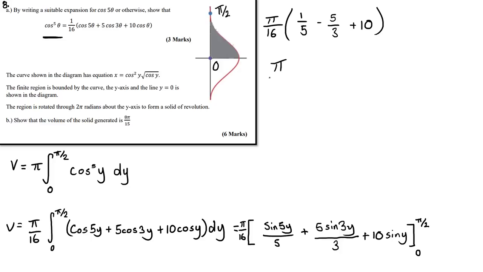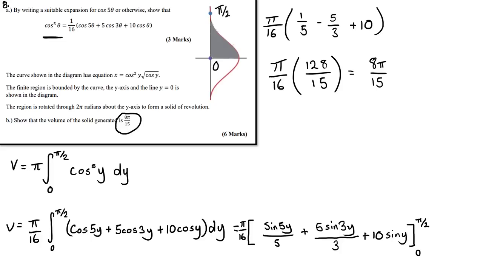So I've got pi over 16 times 128 over 15. All you need to do now is put this into your calculator or divide it by hand. But what you should find is you get 8 pi over 15. Okay, which is exactly what we wanted to show in part B. We were looking to show the volume of the solid generated is 8 pi over 15. And there we have it. That gives our solution to part B.